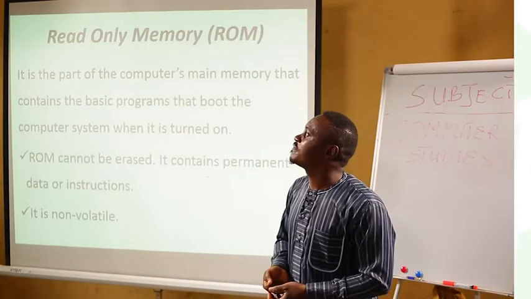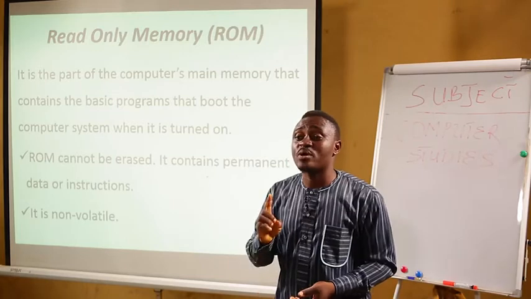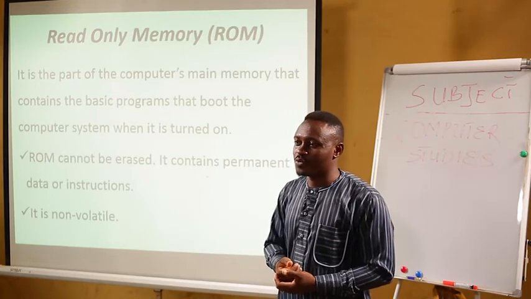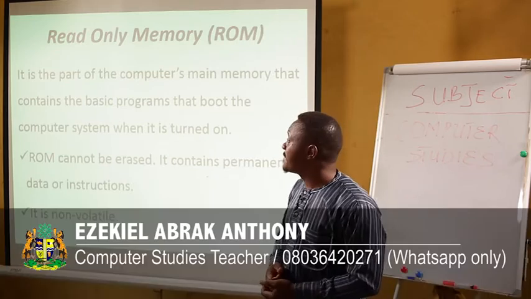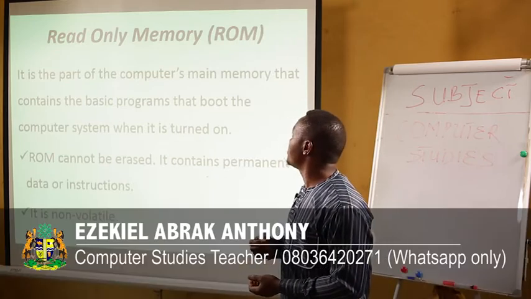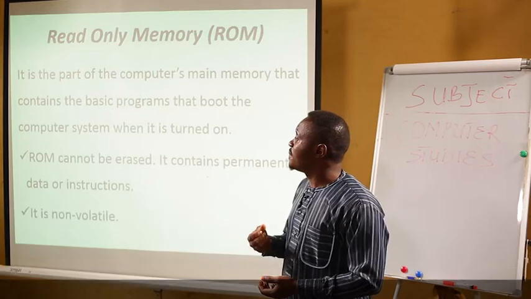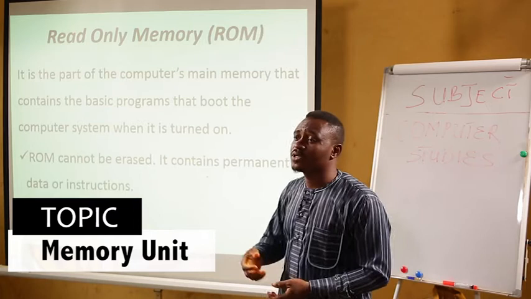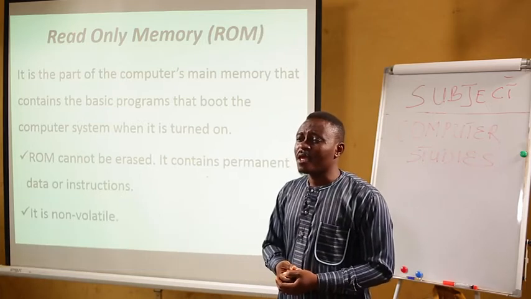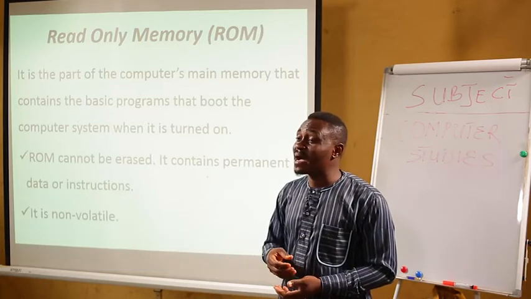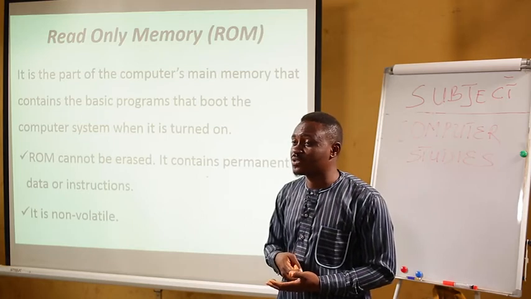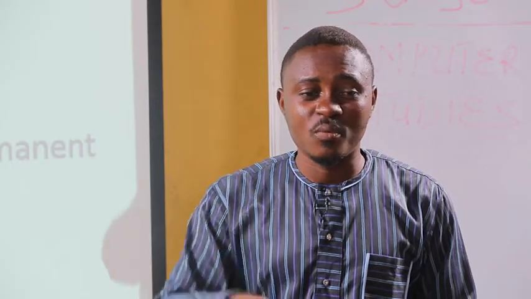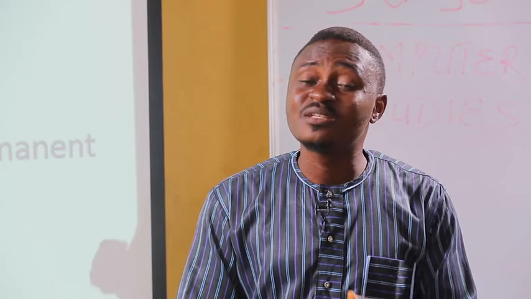Then we also have what we refer to as the read-only memory, also an example of what? The primary memory. The read-only memory, ROM, is a part of the computer's main memory that contains the basic programs that boot the computer system when it is turned on. The ROM contains what we call the BIOS, basic input and output of what? The computer. The moment you click on your computer or your phone, the read-only memory is loaded.